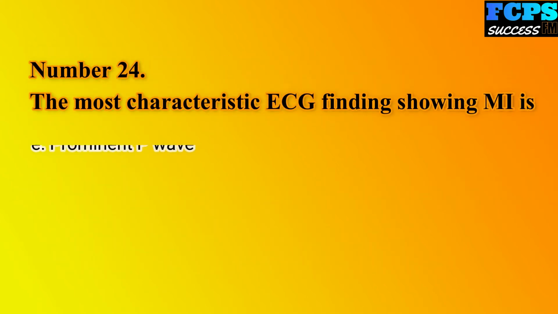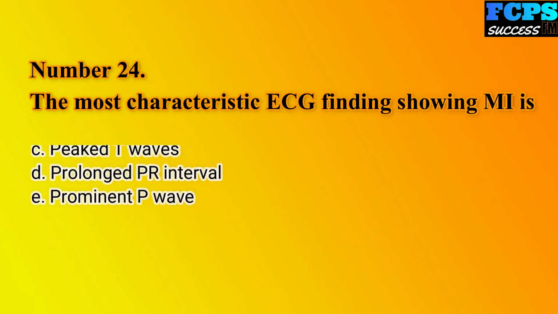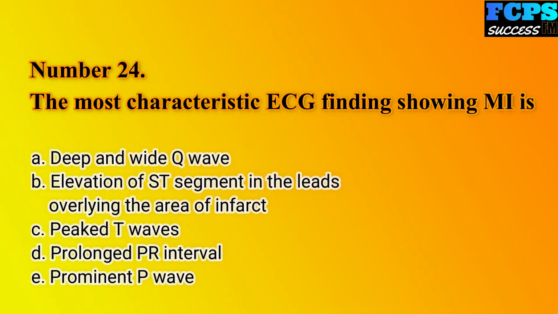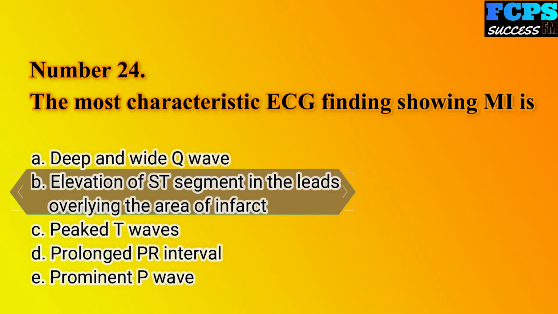Number 24. The most characteristic ECG finding showing MI is A. Deep and wide Q wave, B. Elevation of ST segment in the leads overlying the area of infarct, C. Peak T waves, D. Prolonged PR interval, E. Prominent P wave. Correct is elevation of ST segment in the leads overlying the area of infarct.